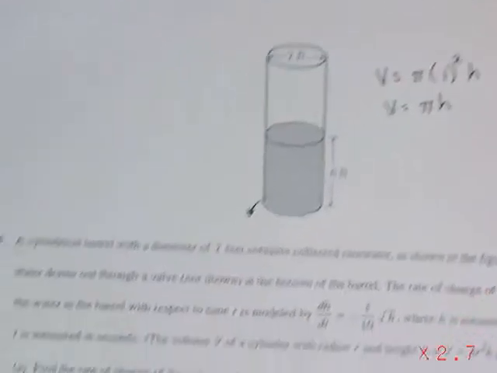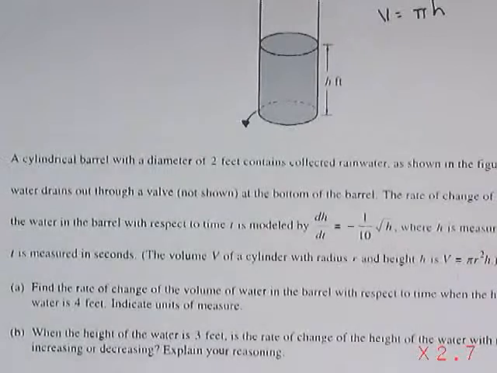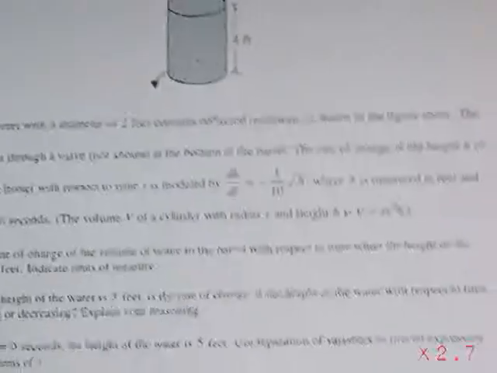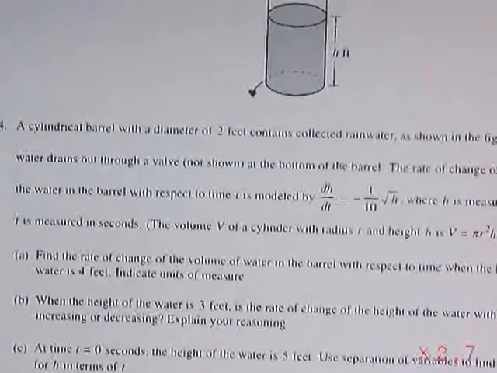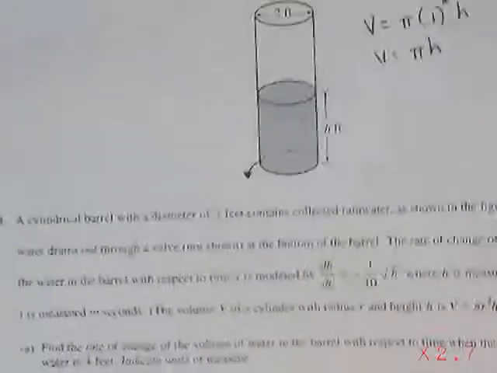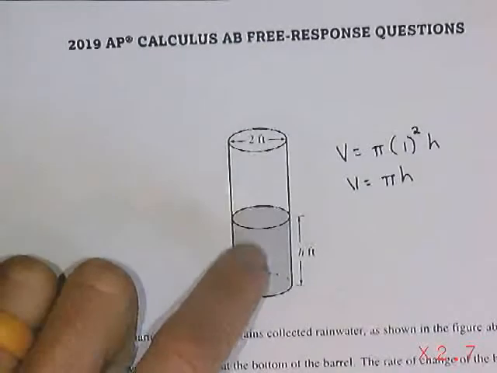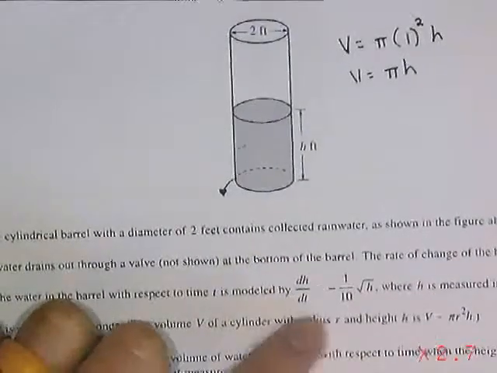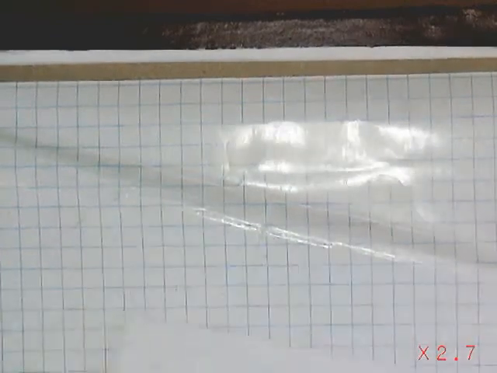So question 1 says, find the rate of change of the volume of water in the barrel with respect to time when the height of the water is 4 feet. Indicate units of measure. Okay, so we've got related rates here. The volume is changing as the height changes. We know how the height is changing. We want to know how the volume is changing. Related rates, let's do this. Where's my scratch paper? Did I not pull one out? Oh, here we go.